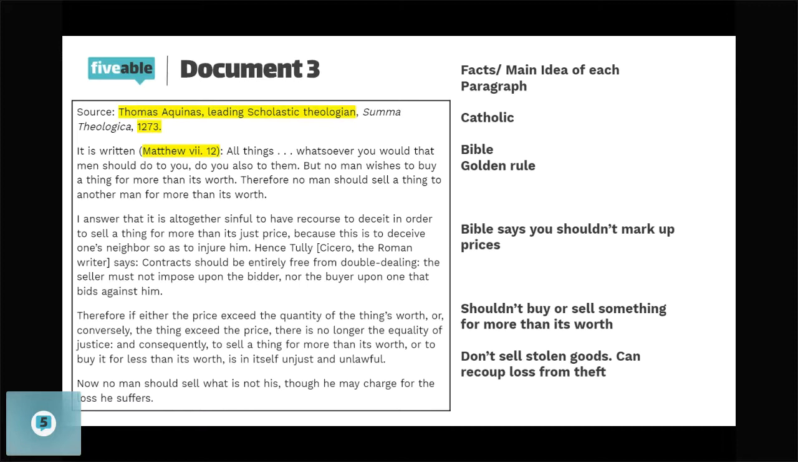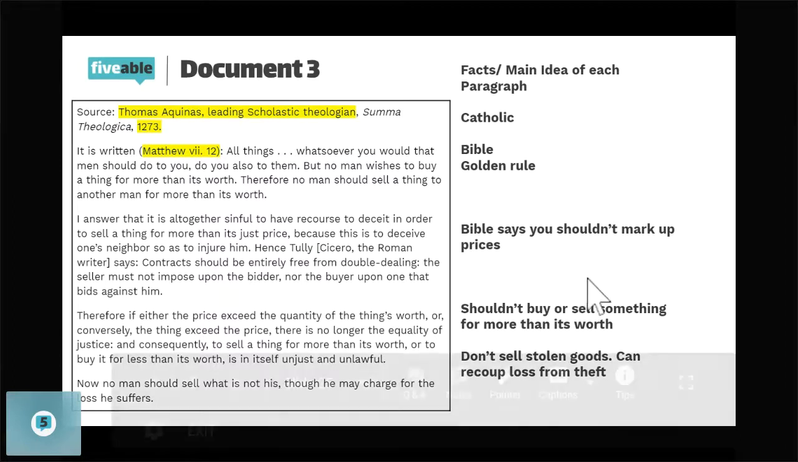Next paragraph. Therefore, if either the price exceeds the quantity of the thing's worth, or conversely, the thing exceeds the price, there is no longer the equality of justice. And consequently, to sell a thing for more than it's worth, or to buy it for less than it's worth, is in itself unjust and unlawful.